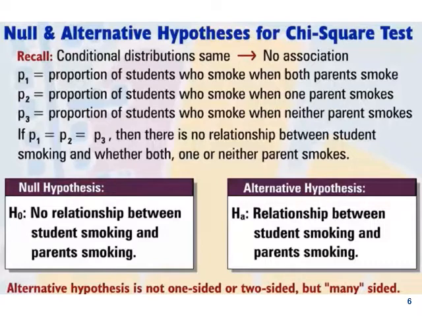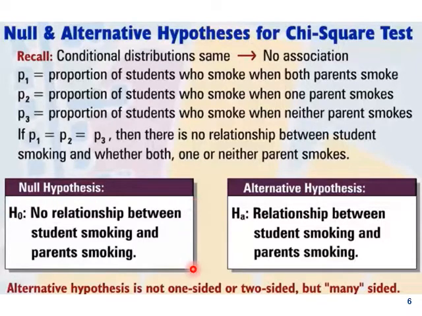So earlier we have seen that if the conditional distributions are the same, it shows no association. So P1 is the proportion of students who smoke when both parents smoke, P2 the proportion of students who smoke when one parent smokes. Similarly, P3 is the proportion of students who smoke when neither parent smokes. If P1 is equal to P2 is equal to P3, then there is no relationship between student smoking and whether both, one or neither parents smoke. So our hypothesis is no relationship between student smoking and parent smoking.